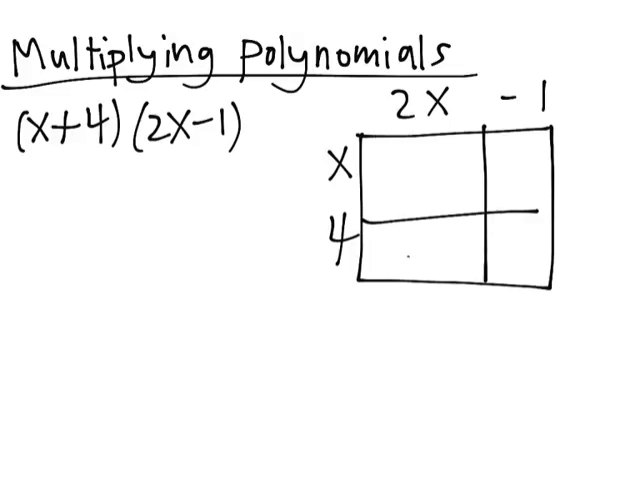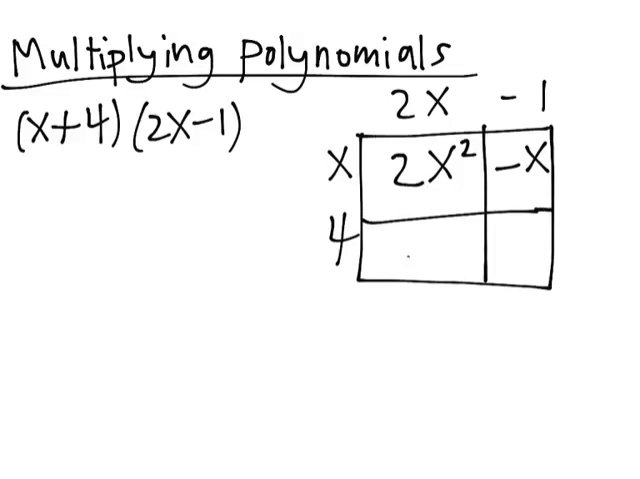And the area of the small rectangles can be calculated easily. Let's look at the upper left one first. Here we have side lengths of 2x and x, so if we multiply them together, we have 2x squared. In the upper right, we have x times minus 1, which gives us minus x. Ignore the fact that this is negative. It won't affect our calculation.